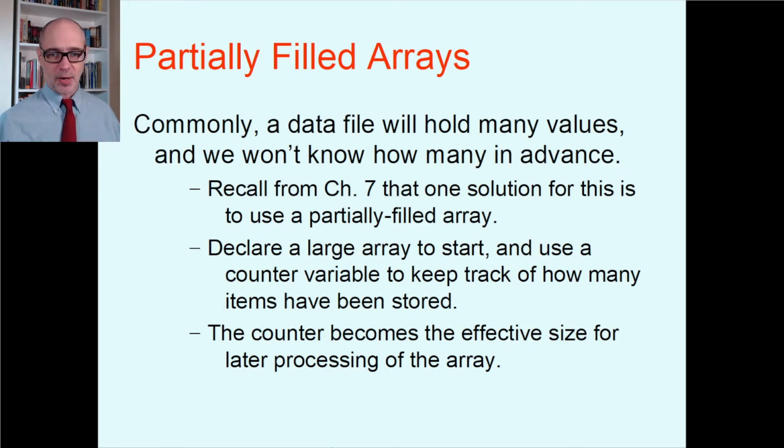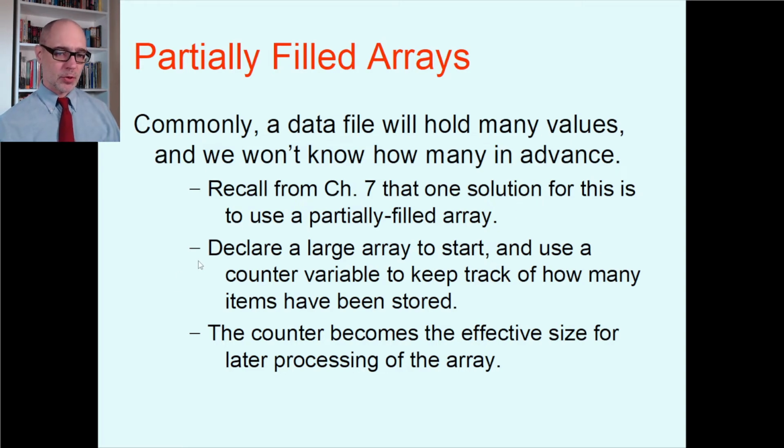Commonly, a data file will hold many values, and we don't know how many in advance. Of course, I mean, that's what it's like. Or the data file had 20 items today, and then tomorrow more data was added to it, and now it's got 25. So recall from chapter 7 that one solution for this is to use a partially filled array, and we stepped through that very carefully in a video for chapter 7.